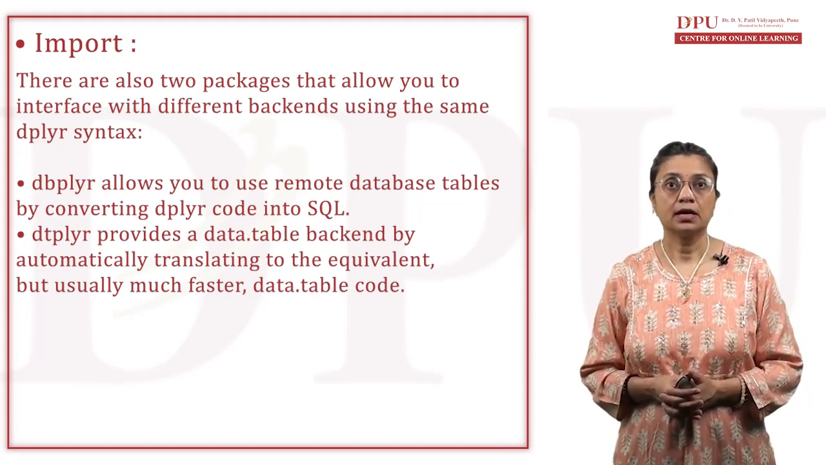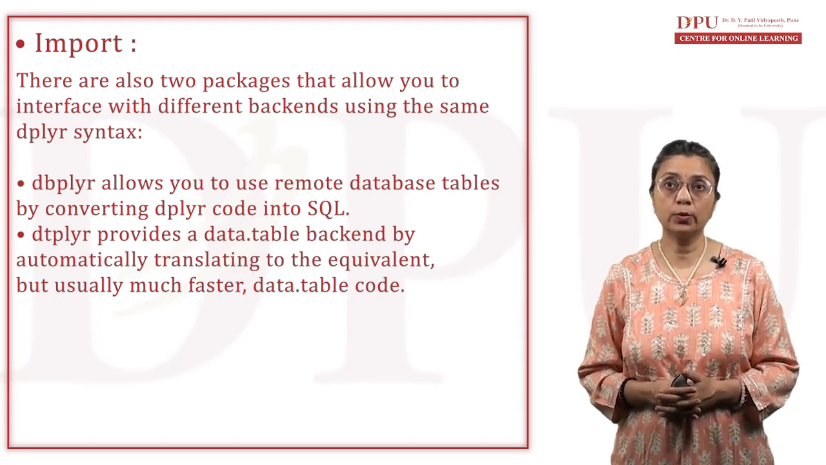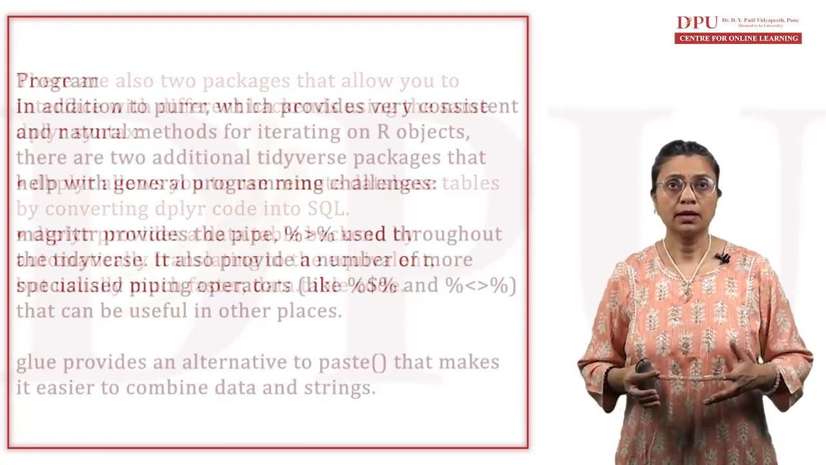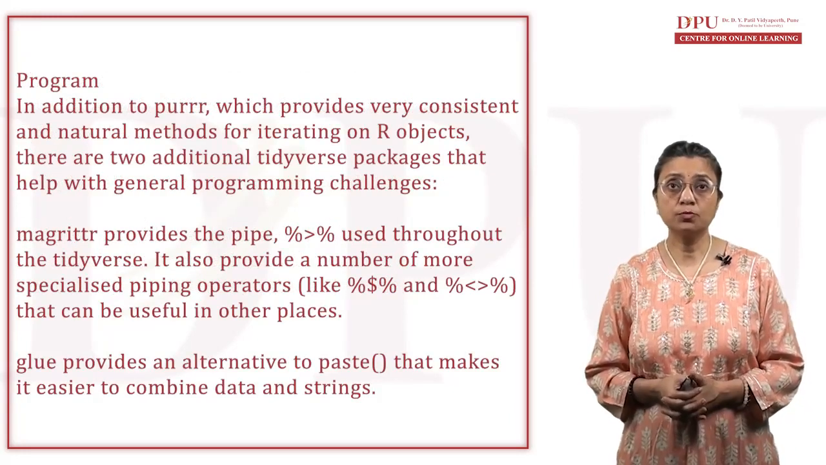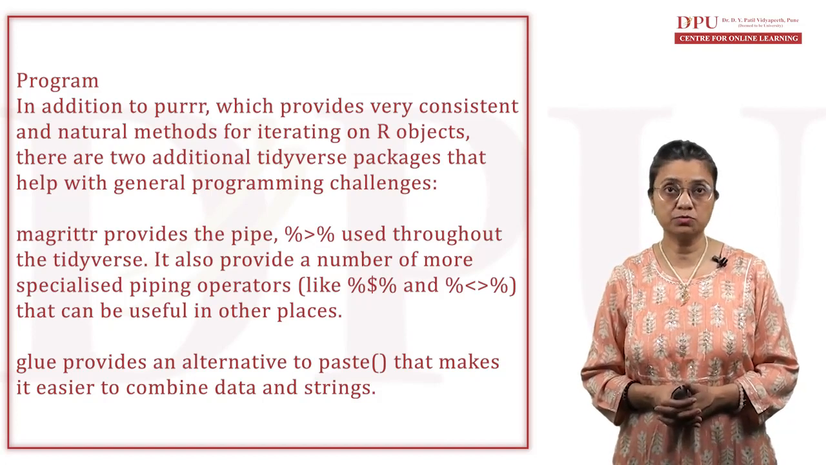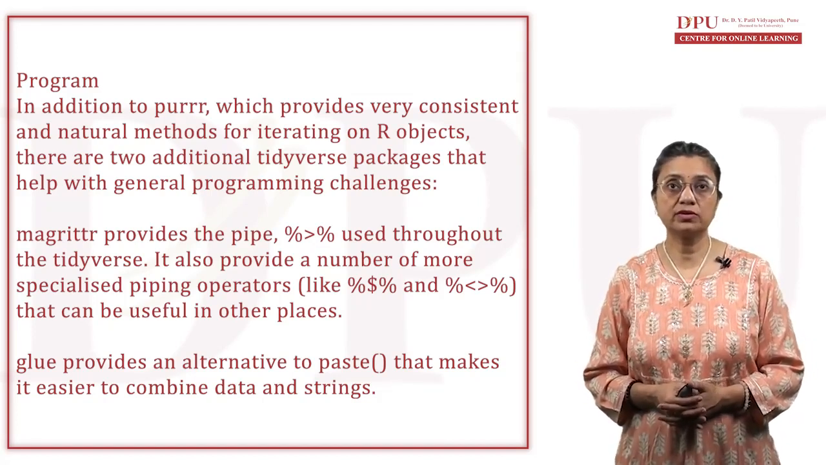dtplyr provides a data table backend by automatically translating to the equivalent but usually much faster data table code. Program. In addition to purrr, which provides very consistent and natural methods for iterating on R objects, there are 2 additional tidyverse packages that help with general programming challenges.